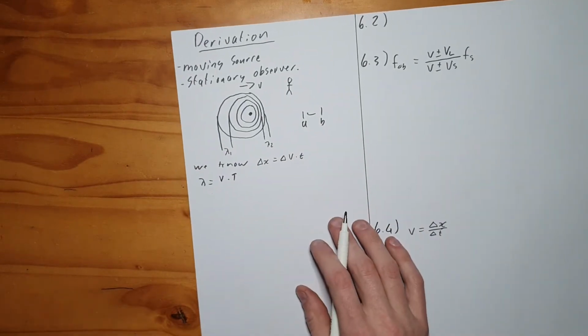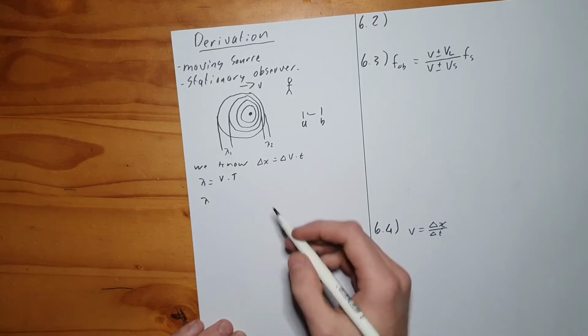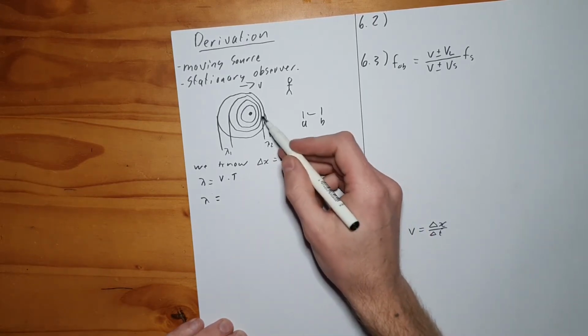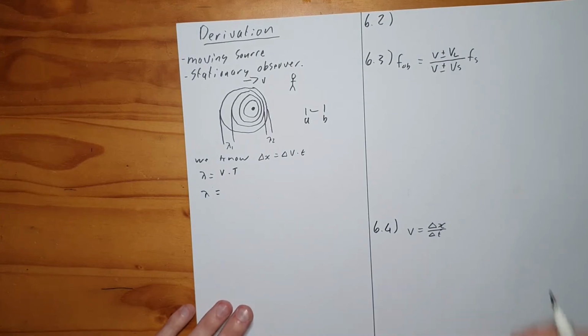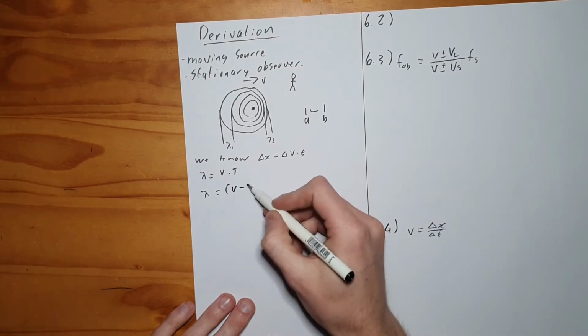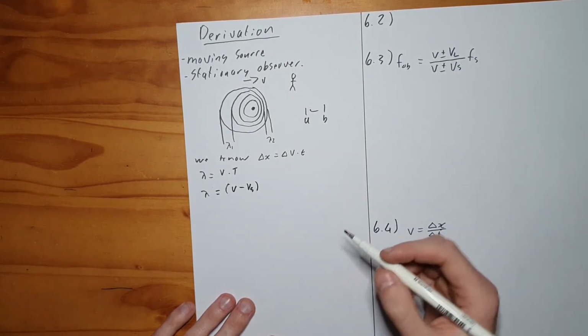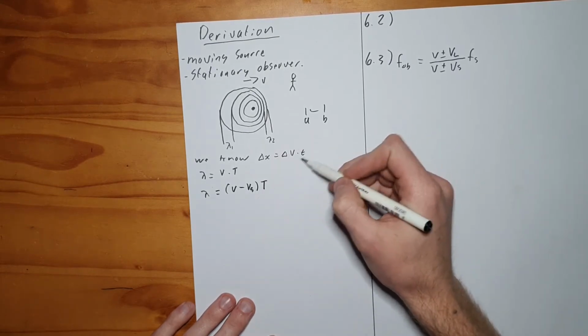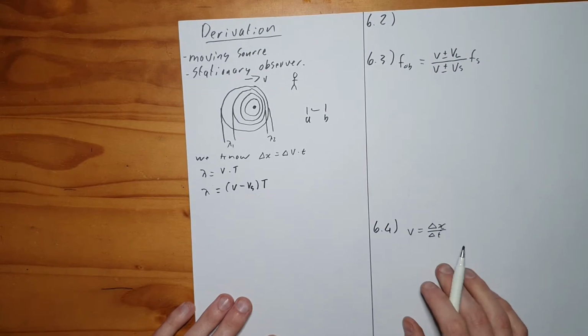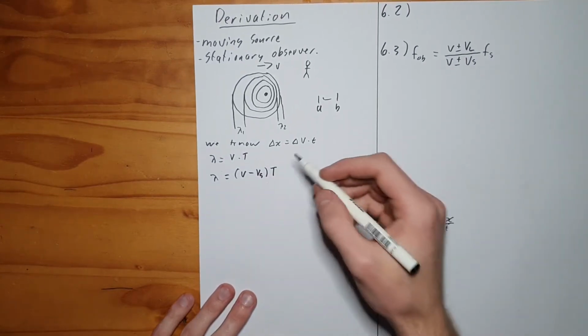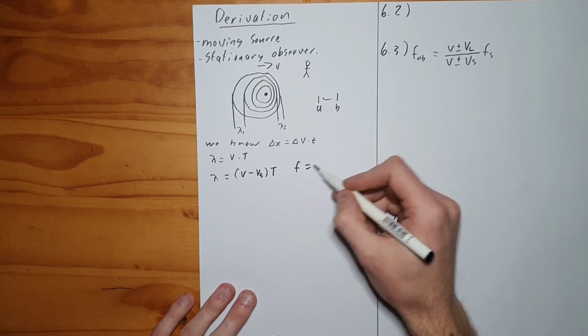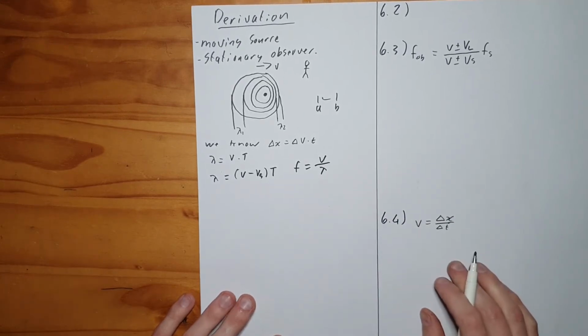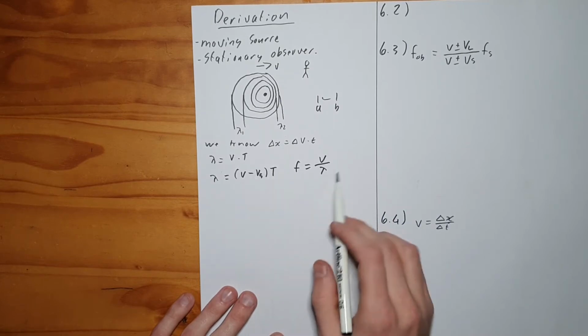So what's happening here is our lambda is going to equal the change in velocity for the wave. What's affecting the wave is the velocity of the source and the velocity of the sound wave. So we're going to have v minus v source, times our period. With waves, the time taken is measured in periods. Then we know that the formula for frequency is the velocity over the wavelength. Now we can just substitute this into the frequency.